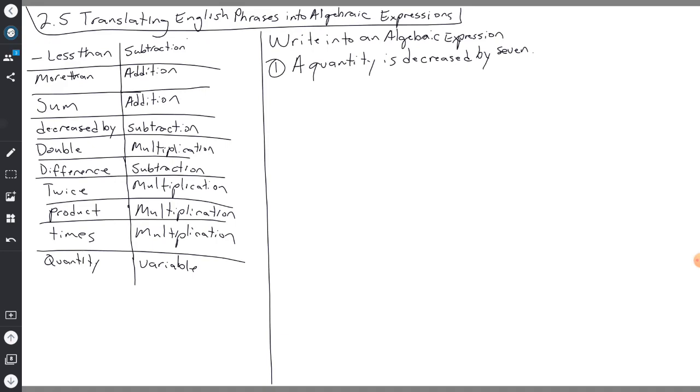So our most famous variable is what? X. So we can let that be X. And actually, let me use another color. So X is decreased, minus, by 7. So it would be X minus 7. That would be our expression. Okay.